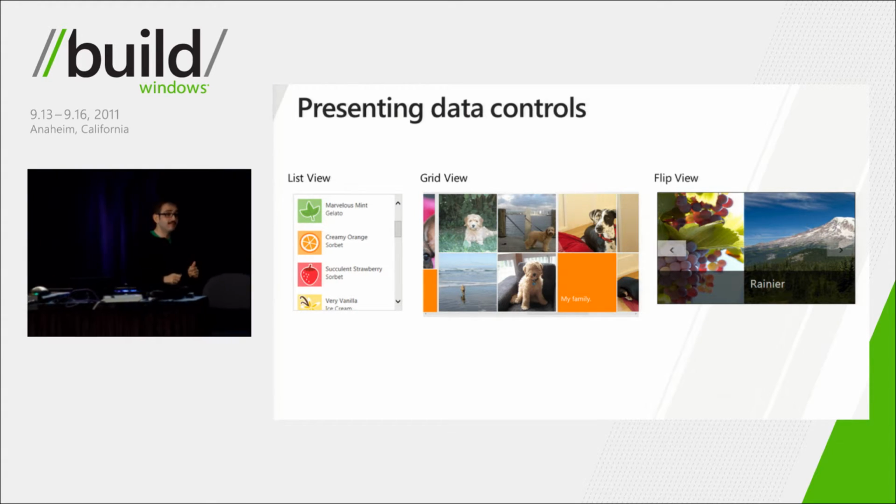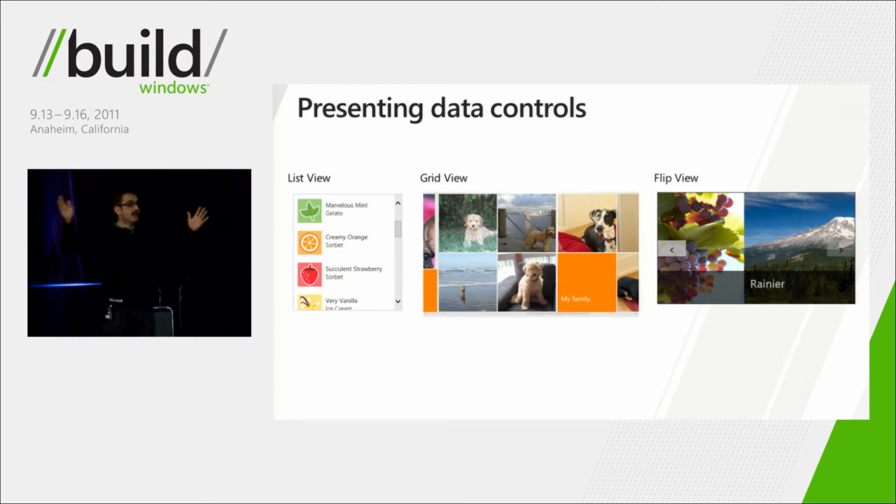And finally, we've got the flip view. The flip view is a control to use for a one-up presentation of data. So if I have, I don't know, some long list of movies with information about them, and I want to show the user one at a time, flip view is a great way to do that.